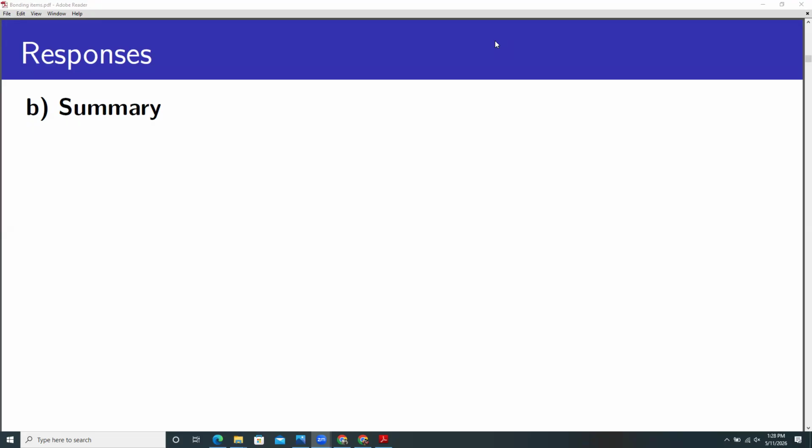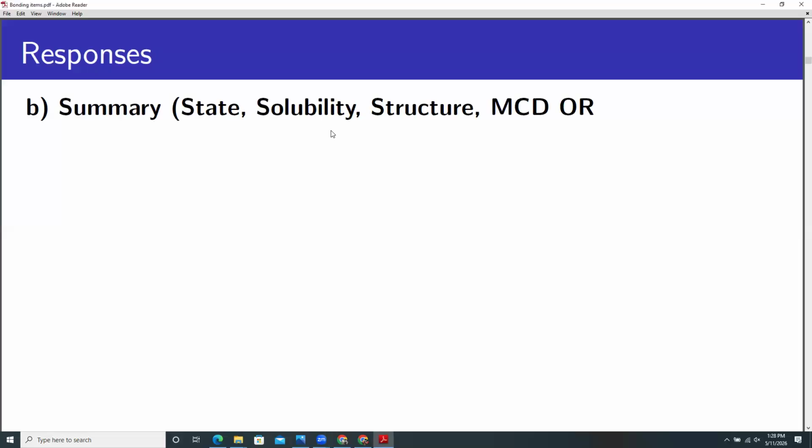So we continue with our series of responses on the items that I had previously shared here. Earlier on, I said that for different kinds of substances, we shall use the following analogy to recall the properties that are always examinable. So we shall comment on the state, solubility, structure, melting point, conduction.